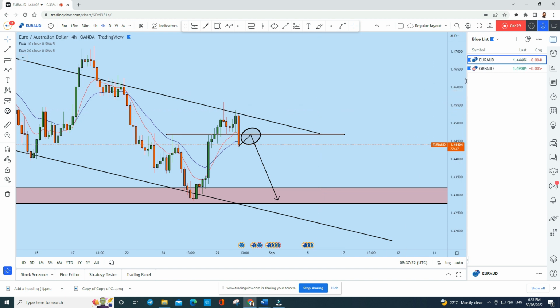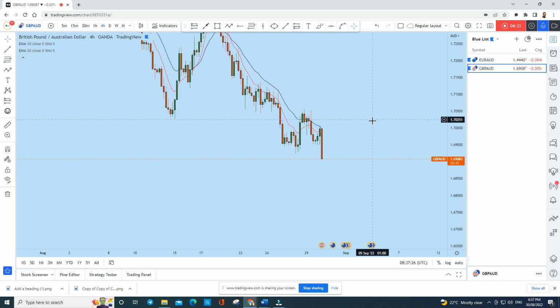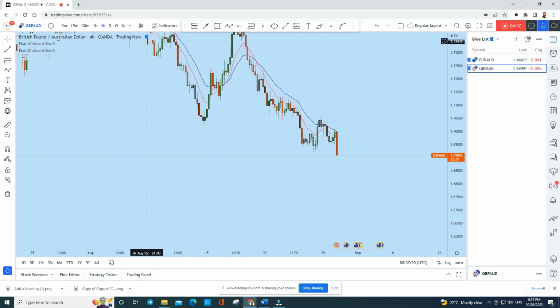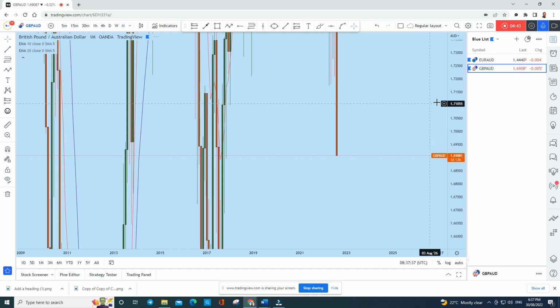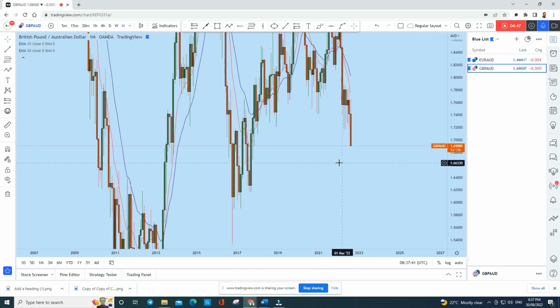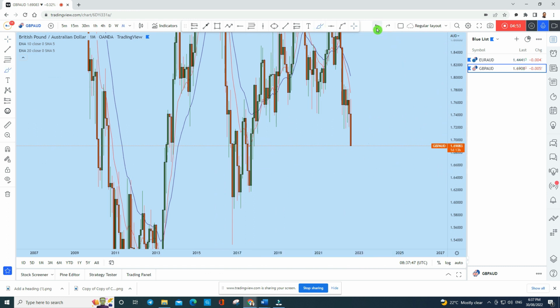On the other hand, let's look at GBP AUD. As you can see, GBP looks a little bit weaker than Euro AUD. Let's look at the bigger picture on this one as well, and then we'll see what is the point that we can trade on this one as well. From the monthly perspective, there is no significant level of support you can see on its way, meaning that there could be a free fall on this one as well.